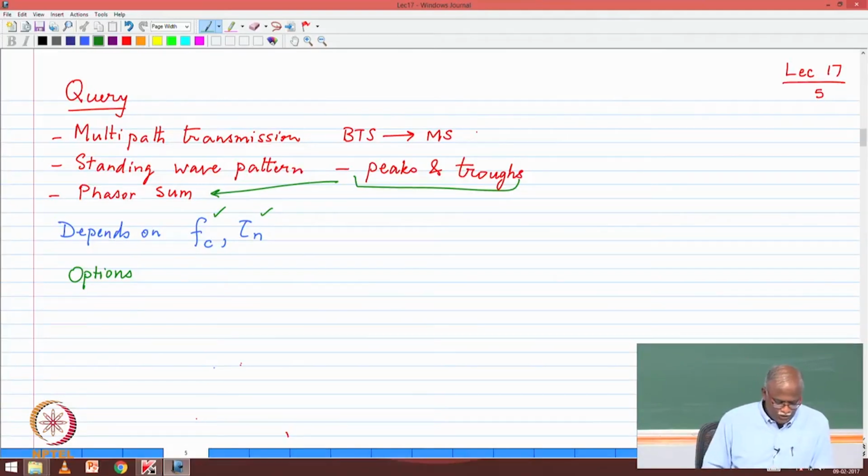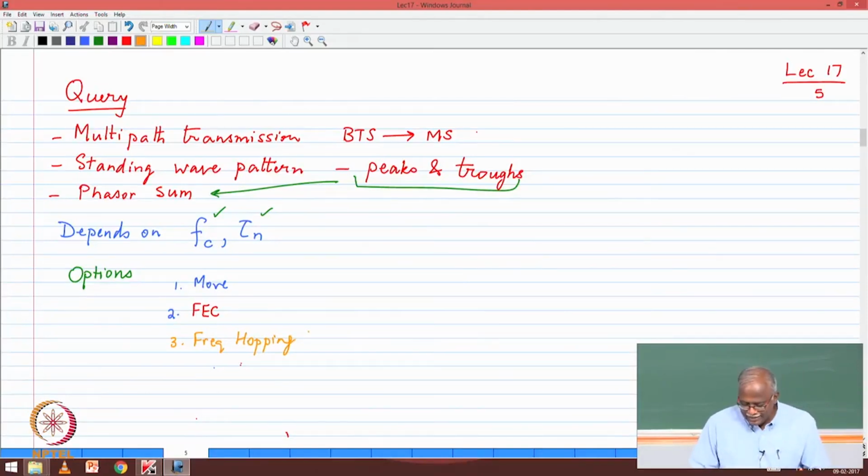Then we ask the question, what are the ways in which you can get out of a trough? You're in a bad situation, how can we get out of a trough? So the options that we listed down yesterday were: one, you move to a new location. Second, you add FEC. And third, probably the most effective of the lot, was to do frequency hopping.